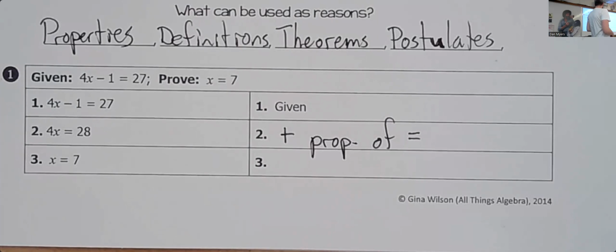So step 2, add 1 to both sides, get 4x equals 28, and then from here to here, what happens? There you go.